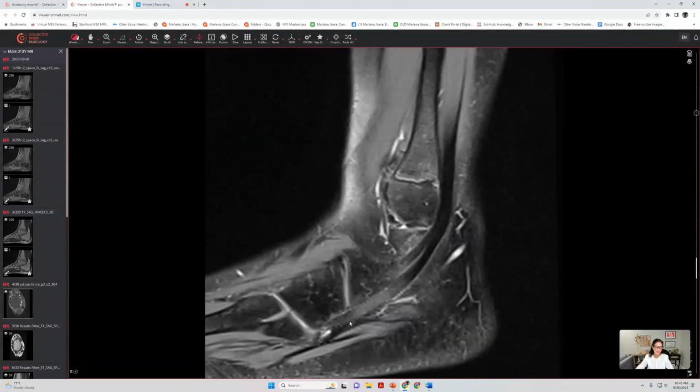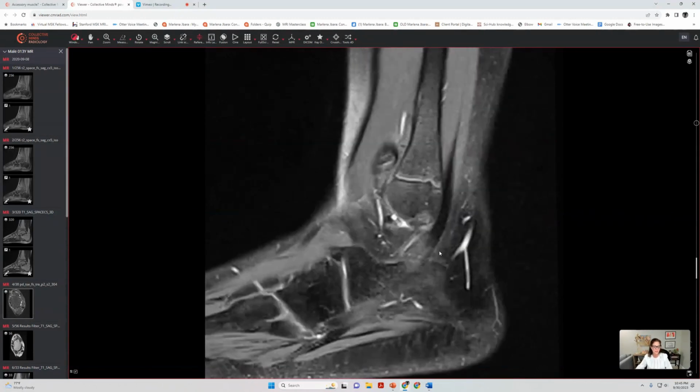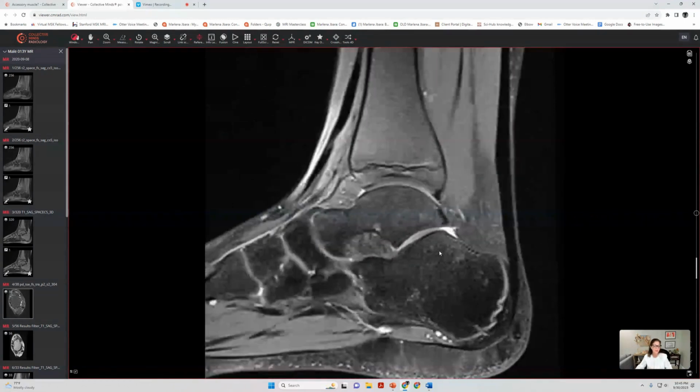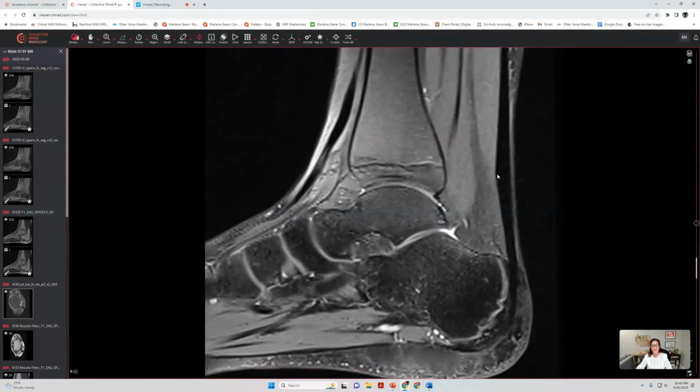That's artifact where signal is given off when TEs are less than 20. When the tendon is at an angle that's at 55 degrees to the main magnetic field, it can give off a spurious signal. Moving further into our sagittal imaging, we can appreciate our Achilles tendon.